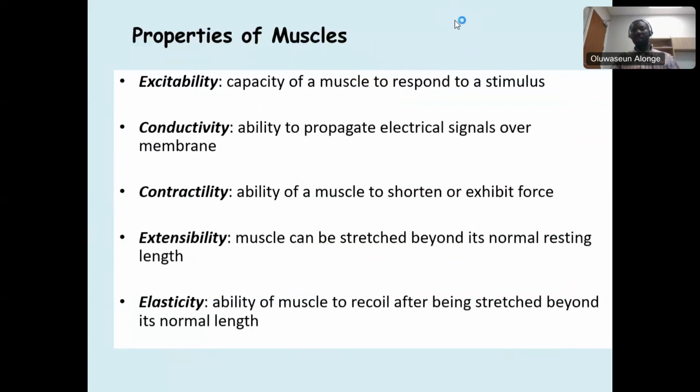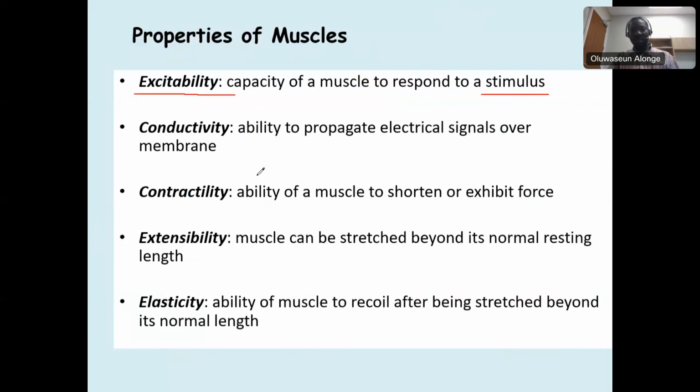Now, the ability of a muscle to get influenced by stimulus is what we call excitability. It is the ability of a muscle to respond to stimulus, to be activated by stimulus, for an action to be generated by stimulus. We call that excitability.